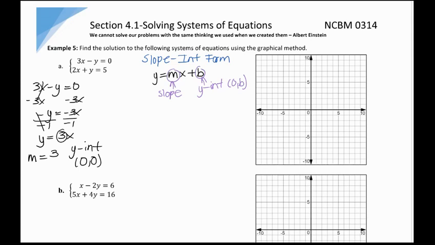So the first thing we graph is our y-intercept, which is 0, comma 0. So right here, 0, comma 0. And then my slope is positive 3. We're going to do it over 1. So that means it's going to move 3 up and 1 to the right from the y-intercept. So 1, 2, 3, and 1 to the right. And then we're going to graph that line.